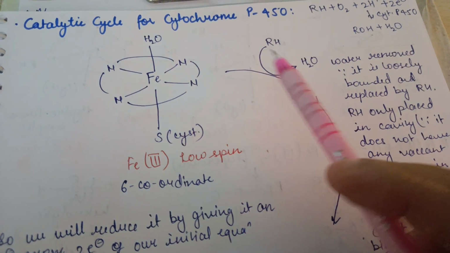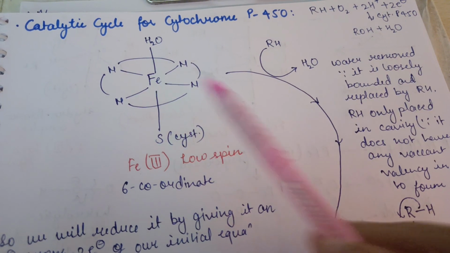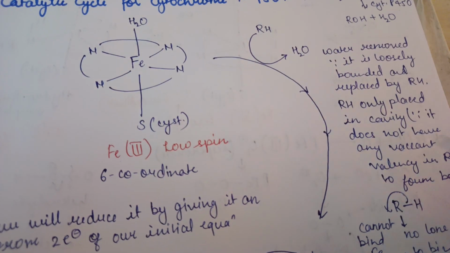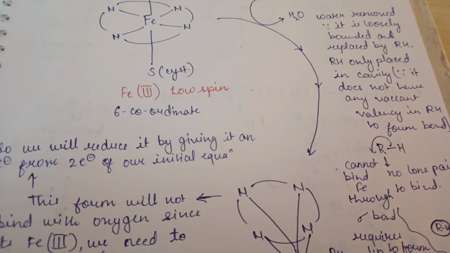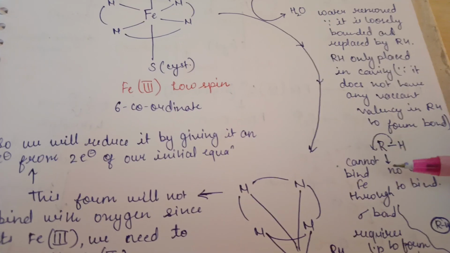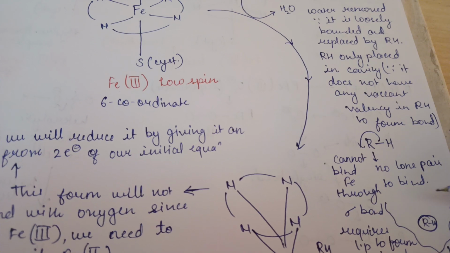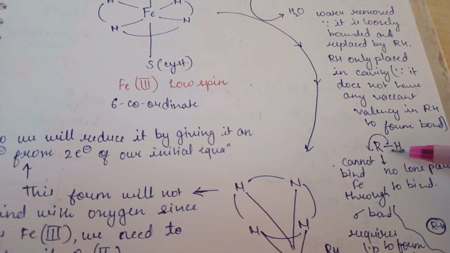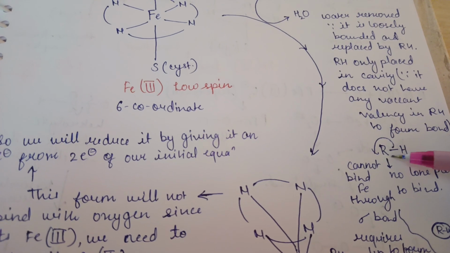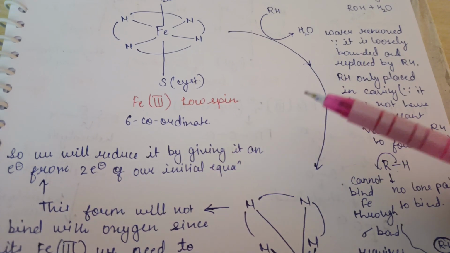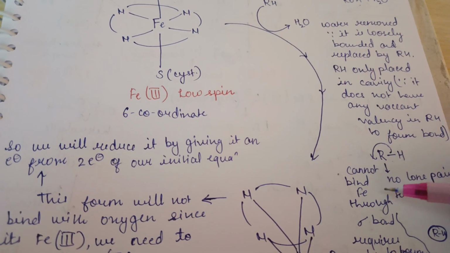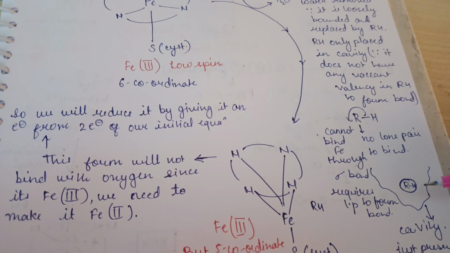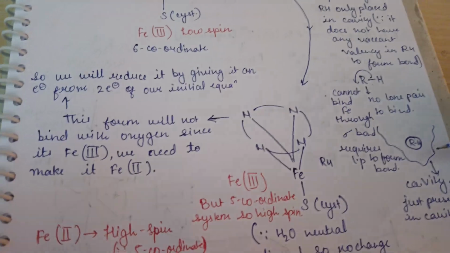It will just stay in the cavity here, and from here the water will leave, since water is loosely bound to the metal center. As you can see, the RH has no lone pair, and it cannot bind through the sigma bond between R and H. So the RH sigma bond cannot bind to the metal center, and that is why it will just be present in the cavity of this molecule.